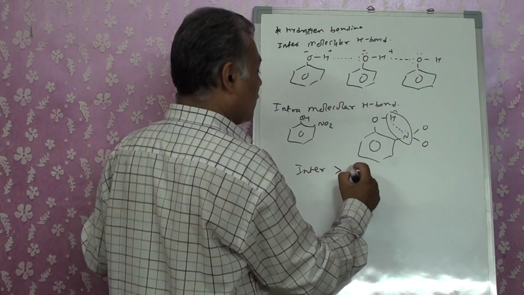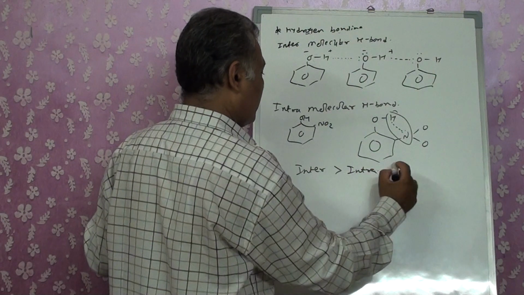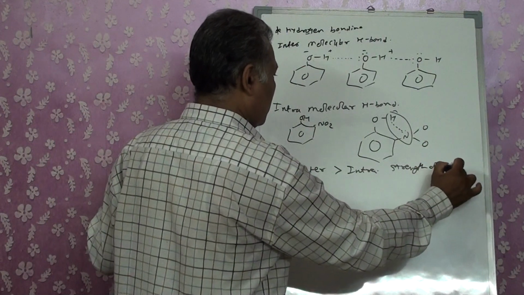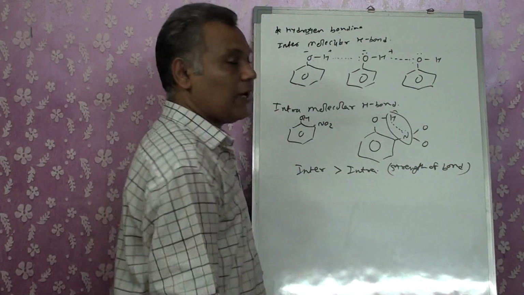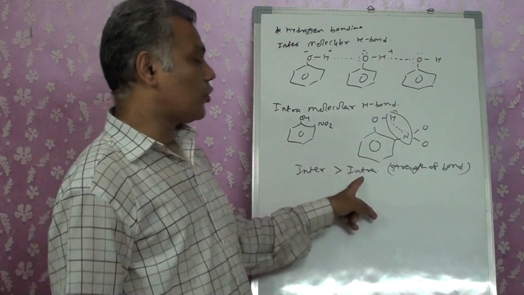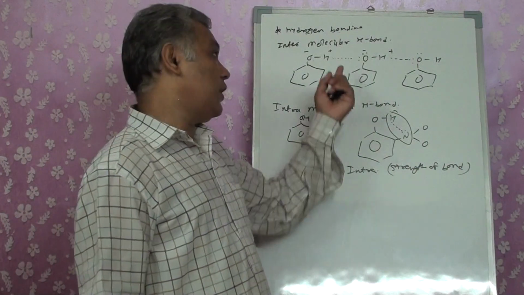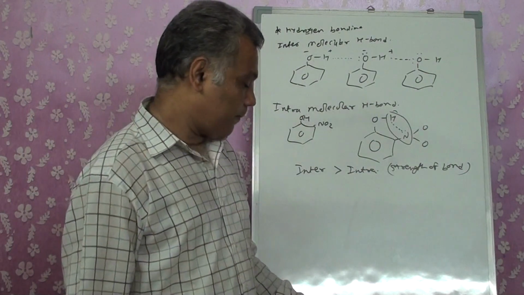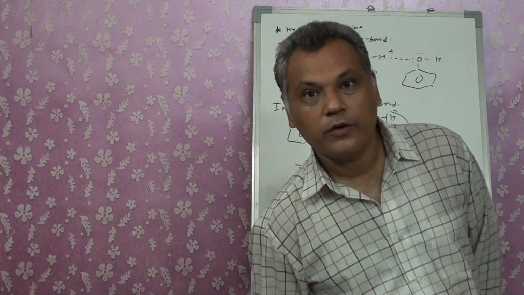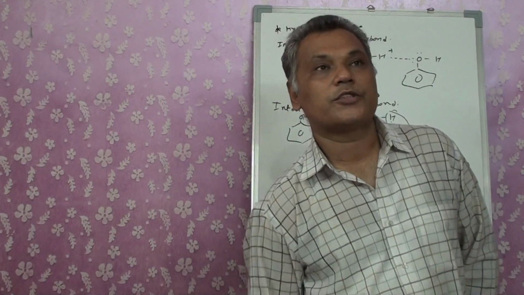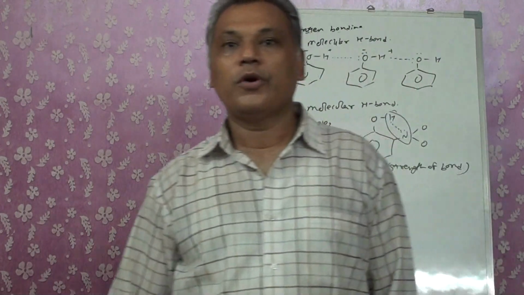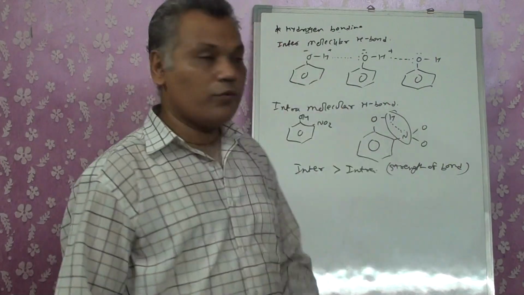Inter are stronger than intra. This sequence is for strength of bond. Inter is stronger than intra. So melting point, boiling point of the intermolecular compounds will be always higher than intramolecular compounds. Right? So whenever you have been asked, write a short note on hydrogen bond, what you will have to do is, you will have to show, first of all, what is hydrogen bond, which atoms can go for it, what are the types of hydrogen bonds, and examples of hydrogen bond.